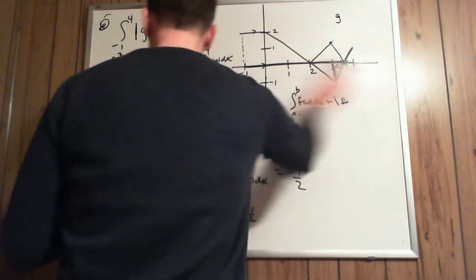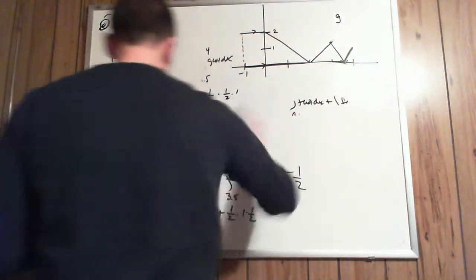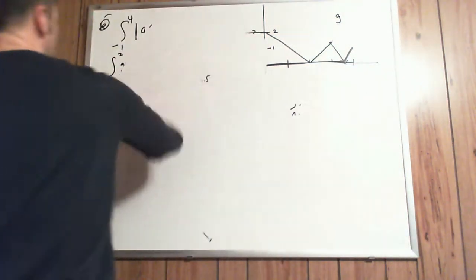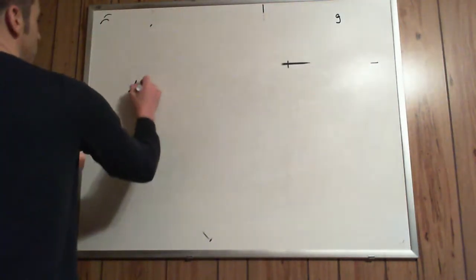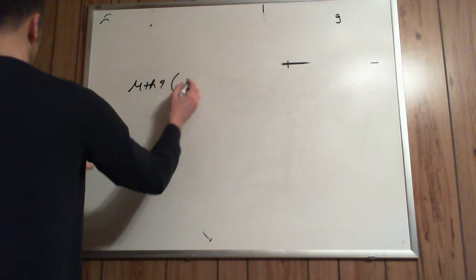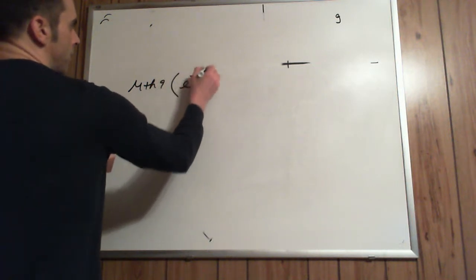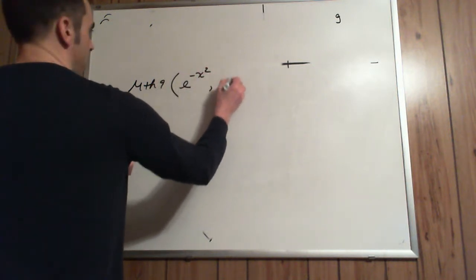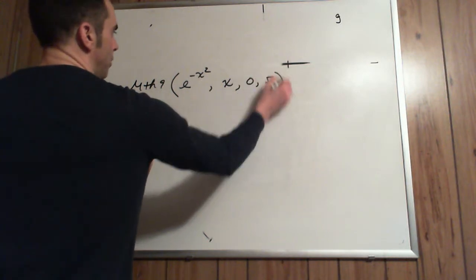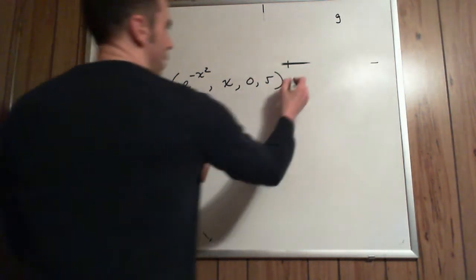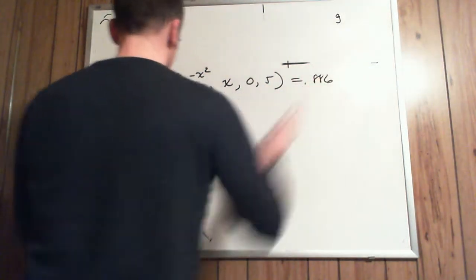And number 11, use the Math 9 feature on your 83 to calculate the value of the definite integral. So in number 11, you would do Math 9, and the function would be e to the negative x squared, comma x, comma 0, comma 5, and that would come out to be 0.886.